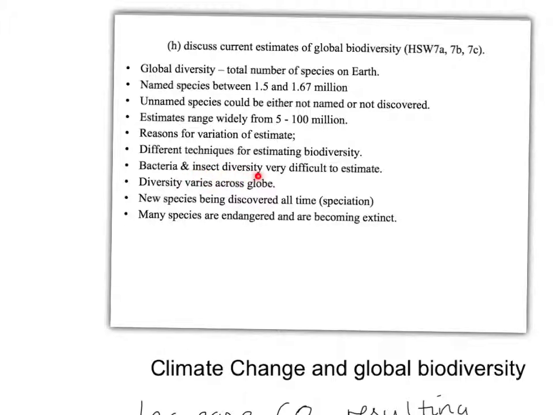Again, because it's a very uneven distribution of such small organisms in different environments, in different habitats. So again, very difficult to estimate. And as I've already said, diversity varies across the globe. My example of the Amazon rainforest and Antarctic being two extremes, we'd expect completely different biodiversities in each of those environments. And again, we've got new species being discovered all the time.